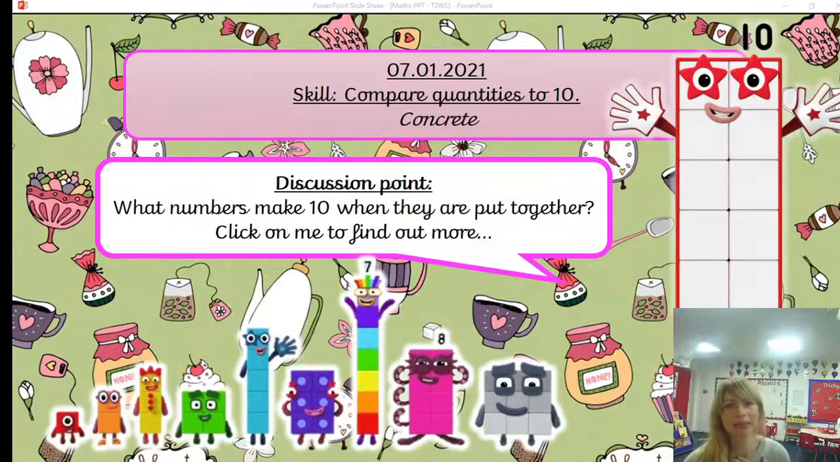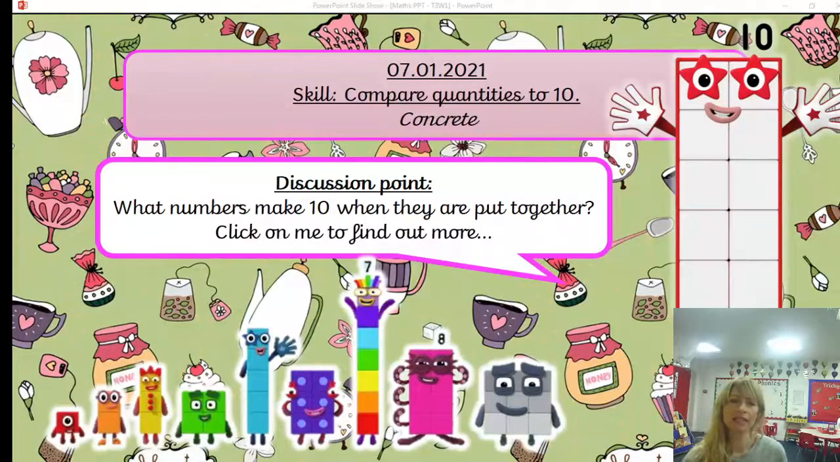I'm Mrs Hopkin, and today in our maths learning we are going to be comparing quantities to 10. Now yesterday you used the 10 frame with Miss Brisley, and today we're going to be looking at different ways to make 10 when two numbers are put together. Now we might say put together, or we might say add or plus or and there are different words that we can use for the same thing.